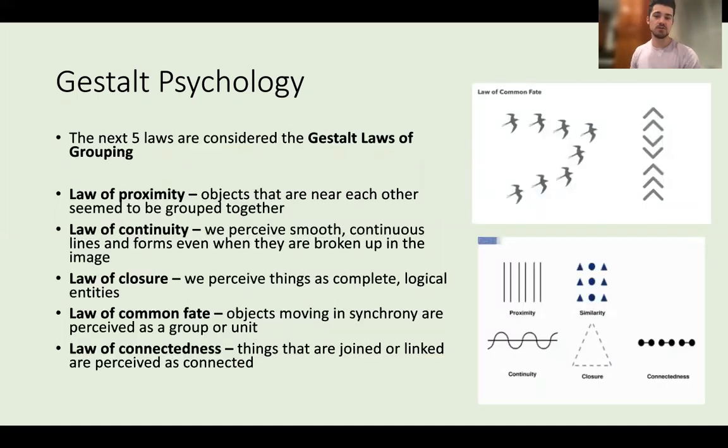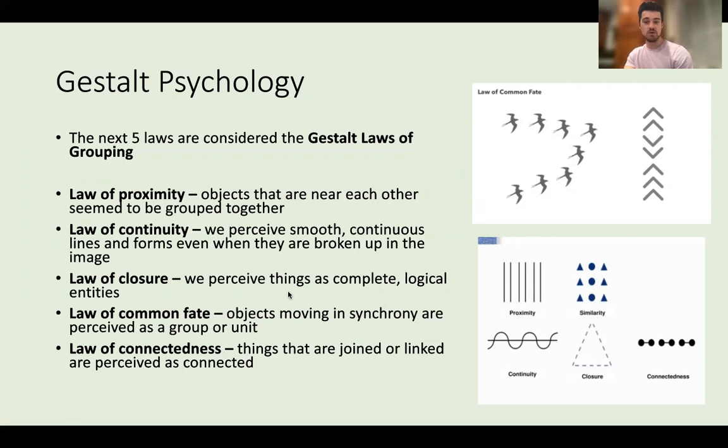And the next five laws are considered Gestalt laws of grouping. So the law of proximity: objects that are near each other seem to be grouped together. If you look at the bottom right, you see a bunch of lines. You don't really interpret them as individual lines. You interpret them as a bunch of lines that are creating a square because they're in proximity, so we assume them to be grouped together.